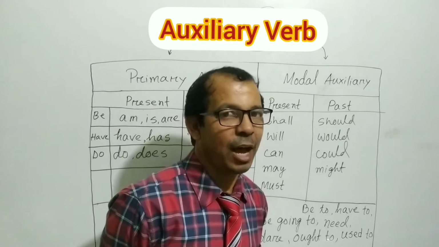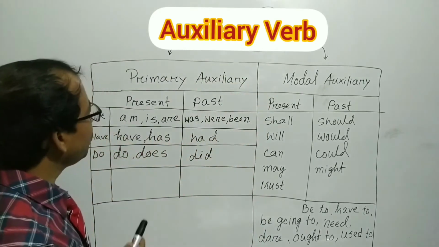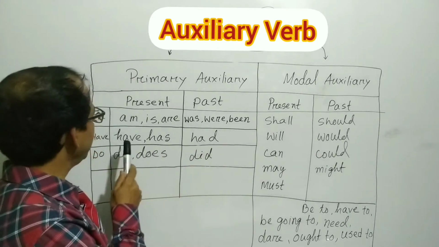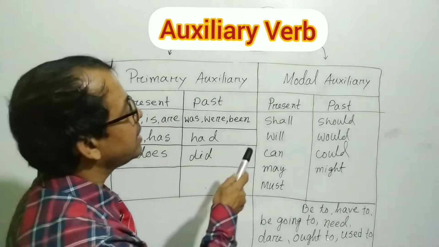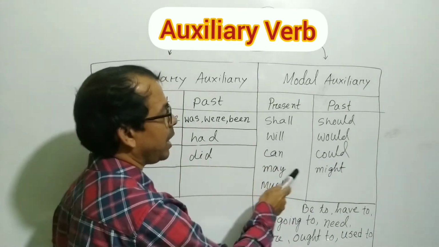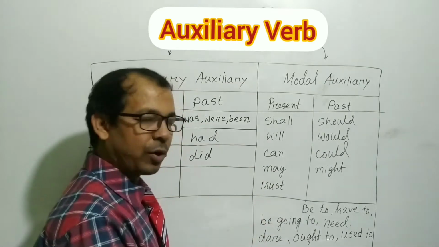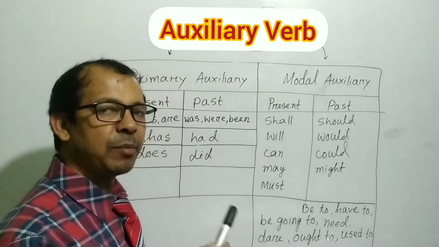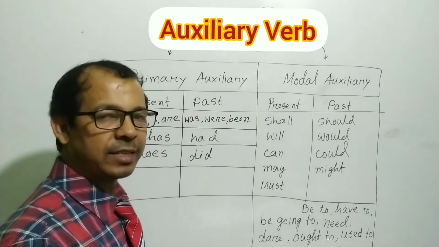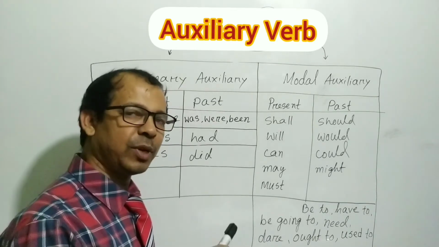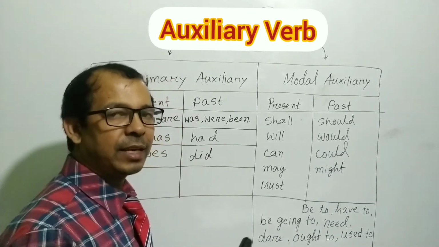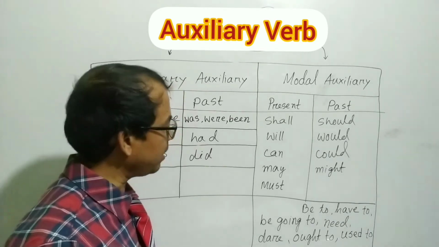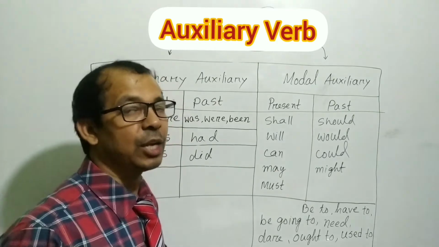Okay, let's see how to memorize. My dear student, you will say like this: am, is, are, was, were, been, have, has, had, do, does, did, shall, should, will, would, can, could, may, might, must, be to, have to, be going to, need, dare, used to, and ought to. Like this way, you will memorize.